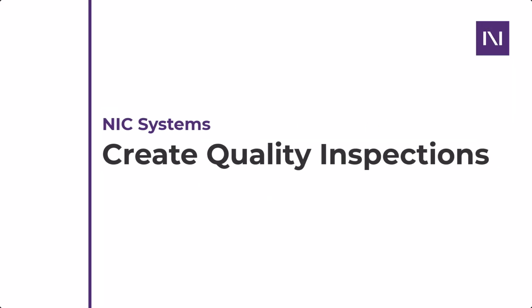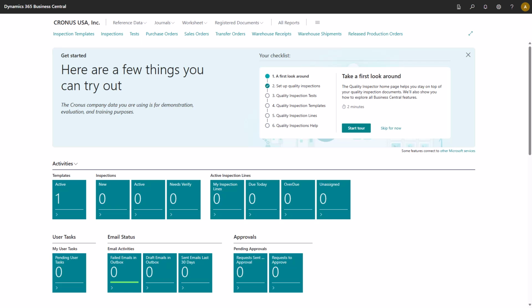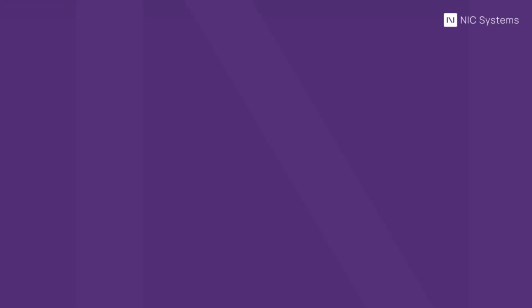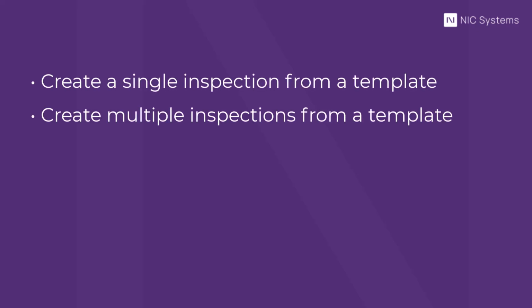In this video, we'll see how to use the Quality Inspections app to create inspections from a quality inspection template. There are many different ways to create quality inspections. You can create a single inspection or multiple inspections directly from the inspection template.